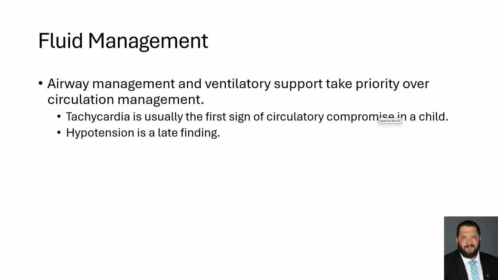Tachycardia is usually the first sign of circulatory compromise in a child, and hypotension is often a late finding. Remember that pediatric patients can compensate well for a long period of time. So it becomes important to recognize those compensatory signs and not wait till a patient decompensates to begin treatment. Rather, you should begin to adjunct treatment during that compensatory phase.